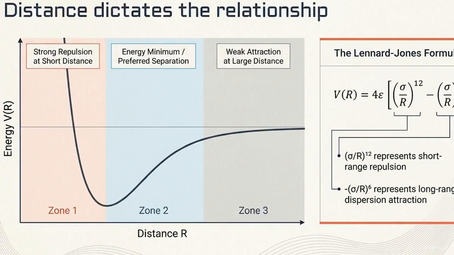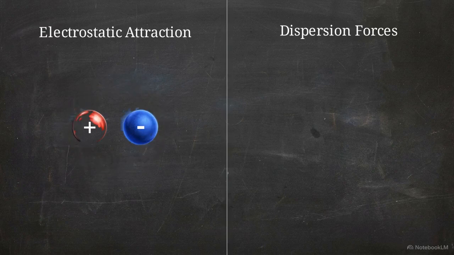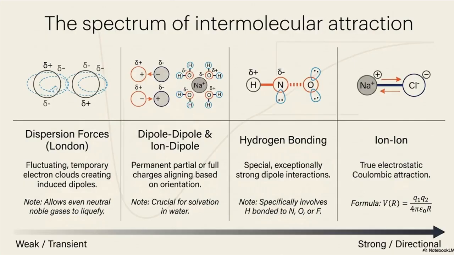Now we move to the second half of the interaction, how molecules behave at a distance, mapped here in zone 3. Charged ions and polar molecules obviously attract each other through basic electrostatics, but even perfectly neutral atoms, like noble gases, exert a pull on each other. This chart identifies the quantum origin of this pull. It's called dispersion, or London forces.